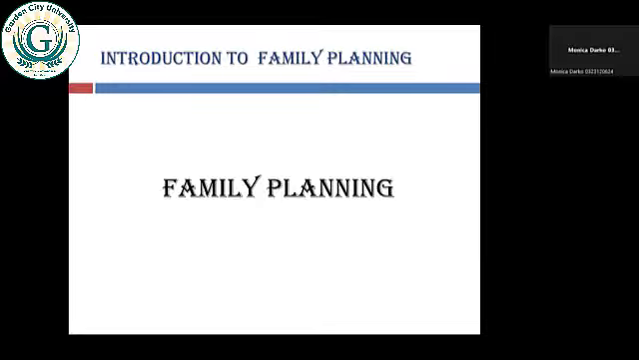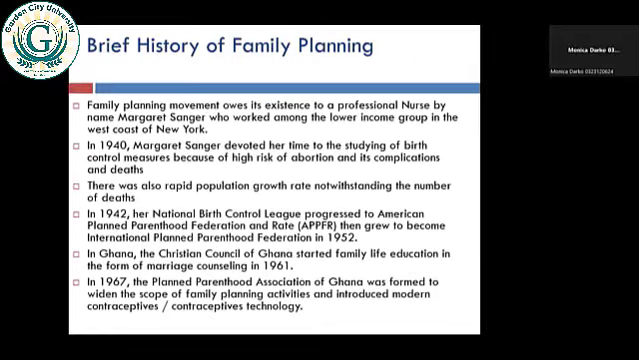Then we had our introduction to family planning. We had the history of family planning, that family planning owed its existence to a professional nurse named Margaret Sanger, who worked on the Lower East Side of New York. And that in 1940, Margaret Sanger devoted her time to studying birth control measures because of the high risk of abortion, complications of unsafe abortion and deaths.